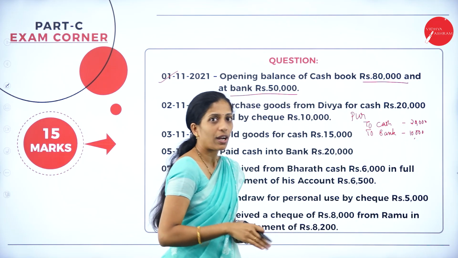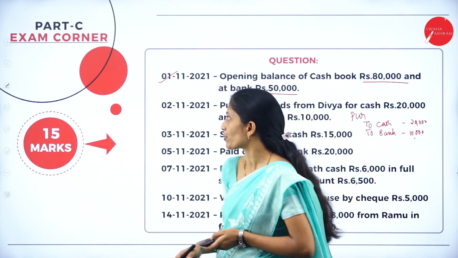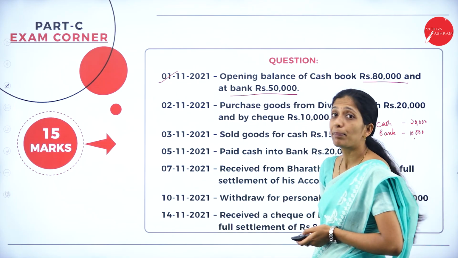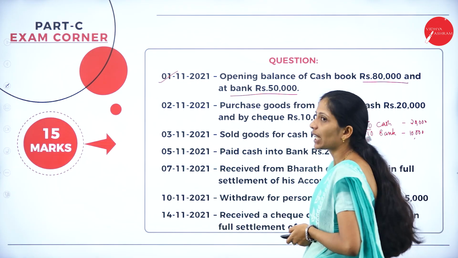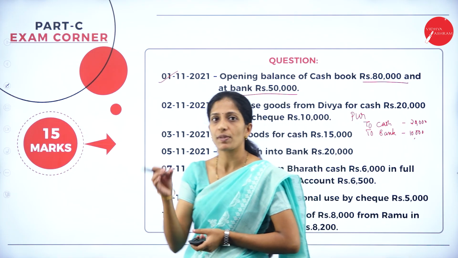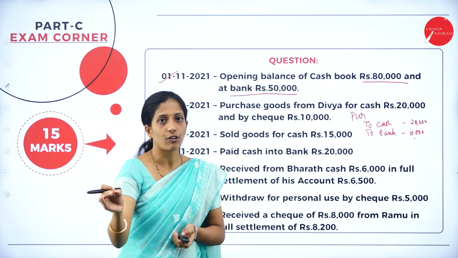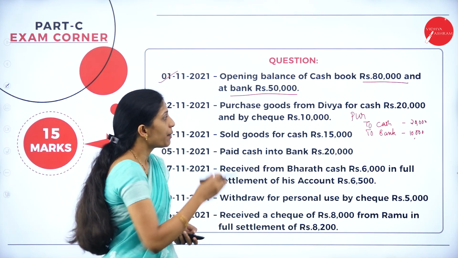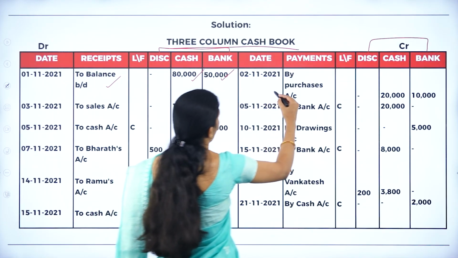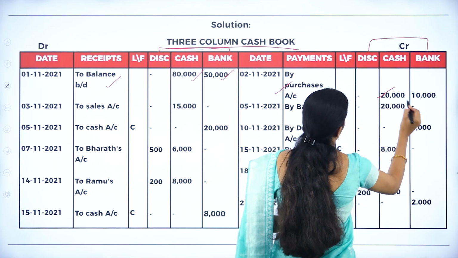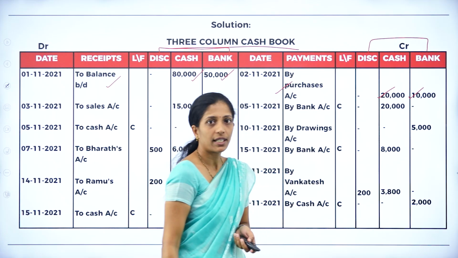Same thing you have to record in your triple column cash book. So, how do you record? By purchases. So, we are preparing the triple column cash book, which has cash, bank and discount columns. So, you will record it as by purchases, in cash column 20,000, bank column 10,000.